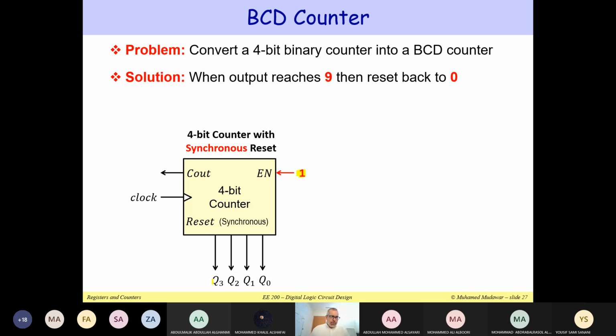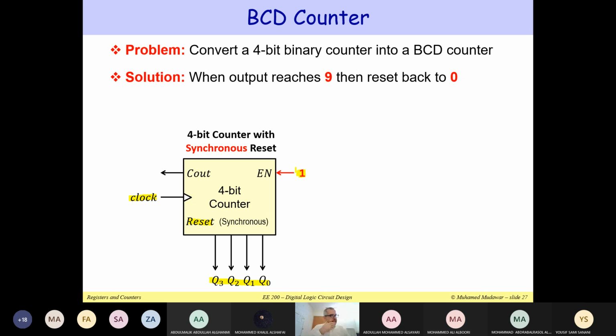The count here is the output of the flip-flops, Q3, Q2, Q1, Q0. This is my count value. And there is a clock, and also there is a reset. Every time you have the rising edge of the clock, we change the count value if it's enabled. So that's a 4-bit counter. Now, what's important to me is this reset. If this reset is a synchronous reset, what shall I do to modify this 4-bit counter to become a BCD counter? What's the trick?